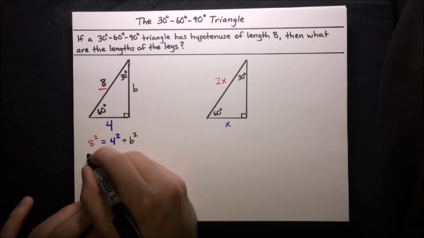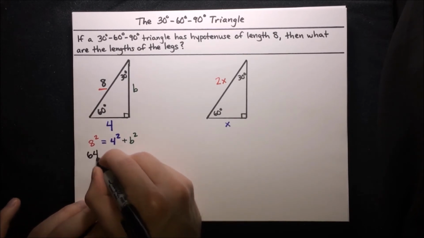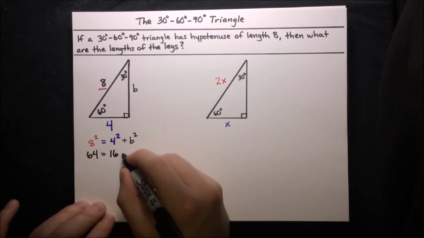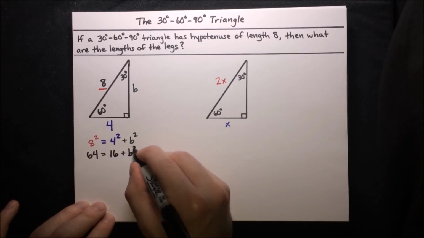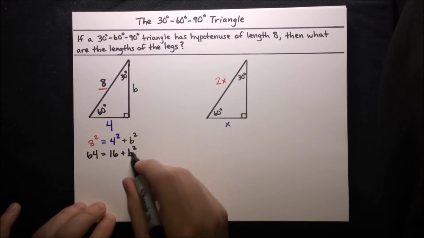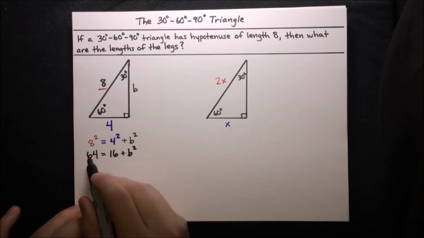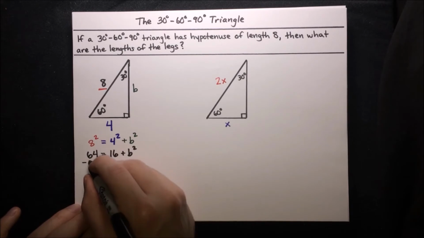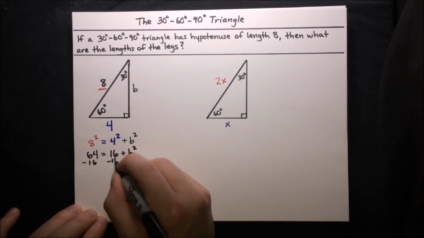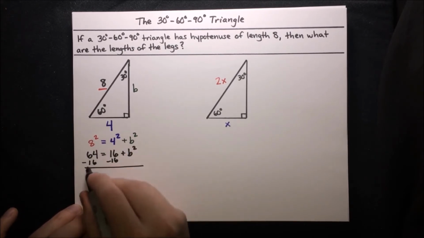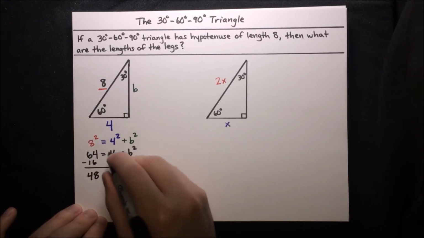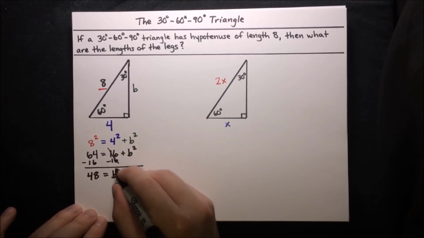And we can simplify that. 8 squared is just 64. That's equal to 4 squared is 16. So 16 plus b squared. Now to solve for b squared, we can start off by subtracting 16 to get b squared alone. So subtract 16 from both sides. Minus 16 minus 16. 64 minus 16 is 48. So 48 is equal to b squared.